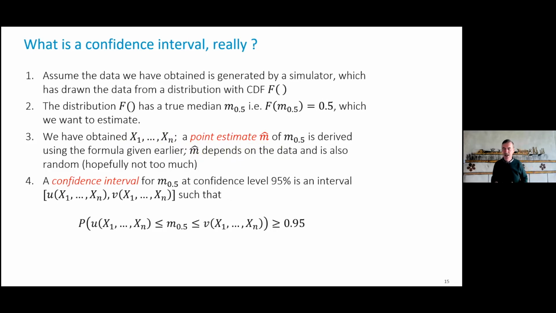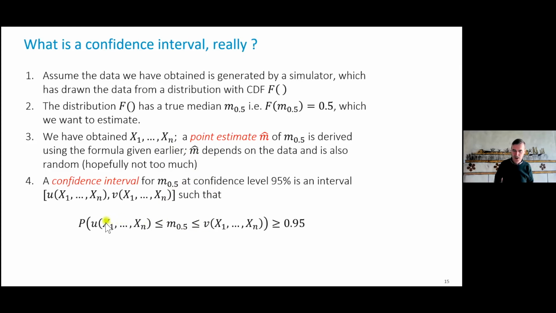If we do the same experiment twice, since the data is random, we will obtain two sets of data. The estimates of the median will be different. So our estimate of the median is also a random quantity. Hopefully, it is not too random. And this is precisely what a confidence interval is trying to capture.